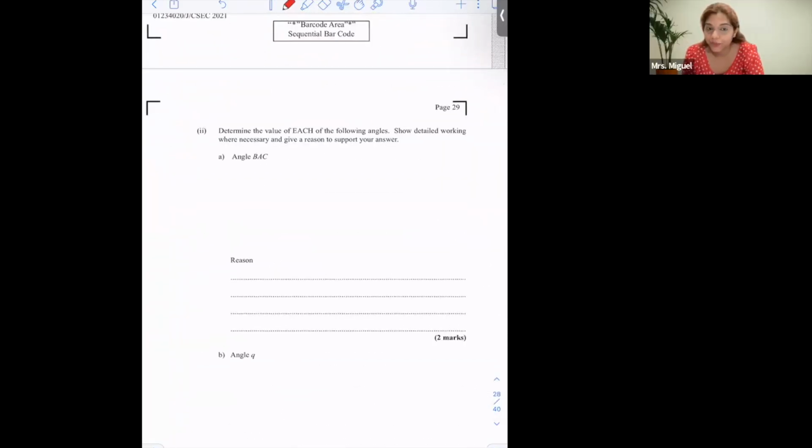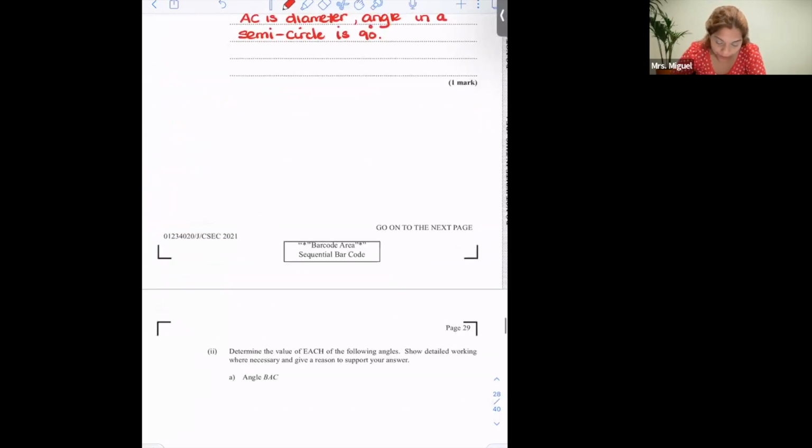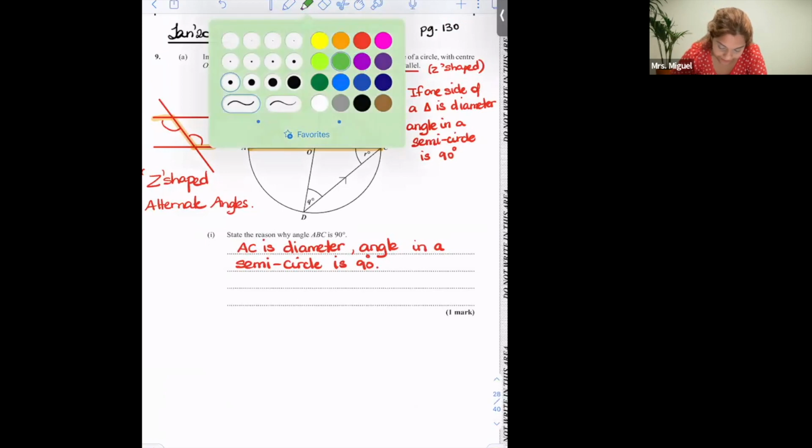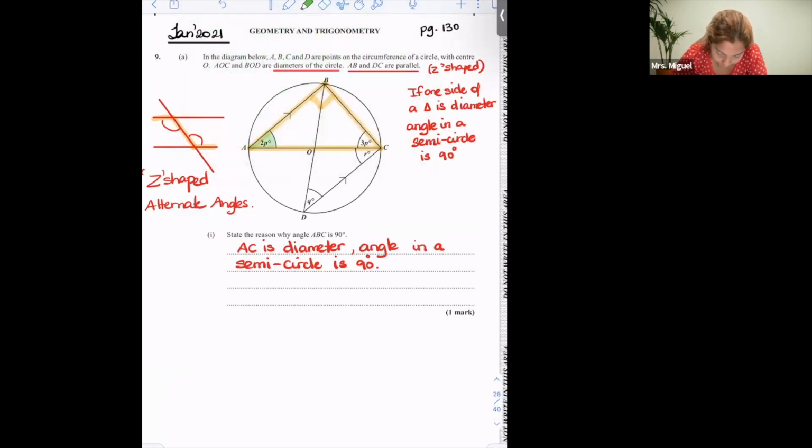Determine the value of each of the following angles. Show detailed working when necessary and give a reason to support your answer. We are looking at BAC. So we want the angle here at A. Now, what will give us the angle at A? This is 2P and this is 3P, not so?